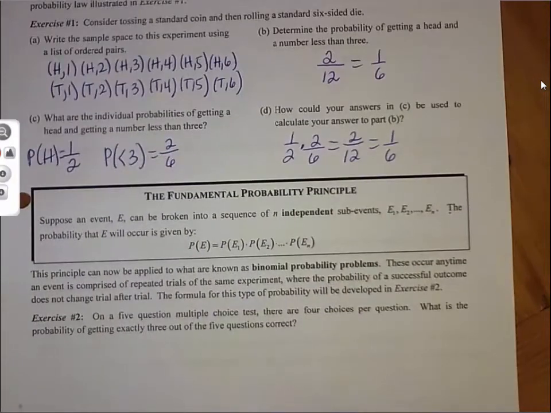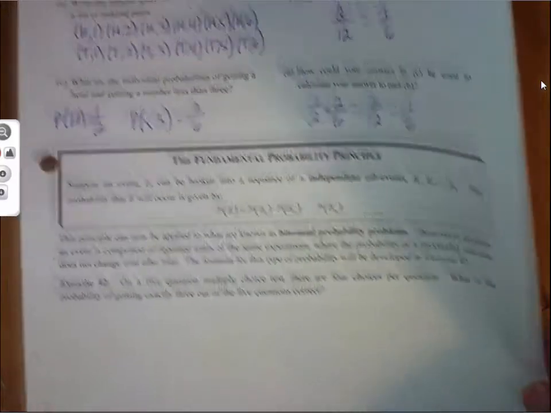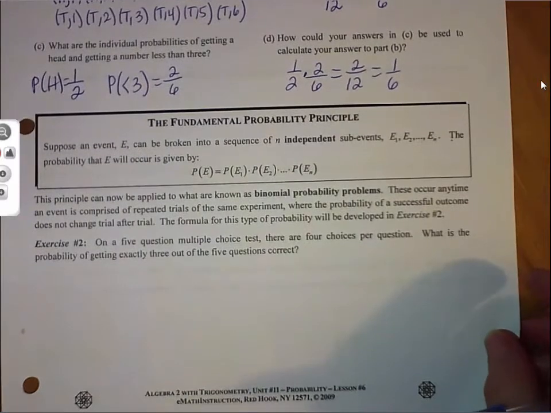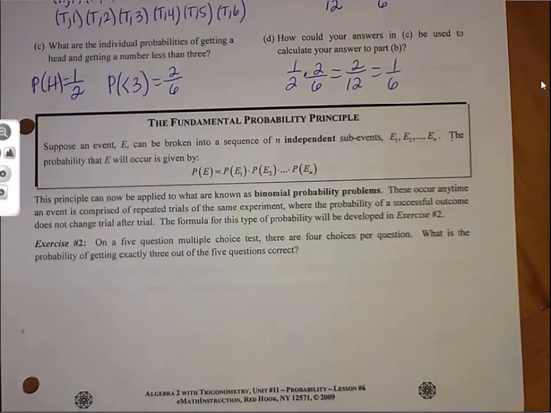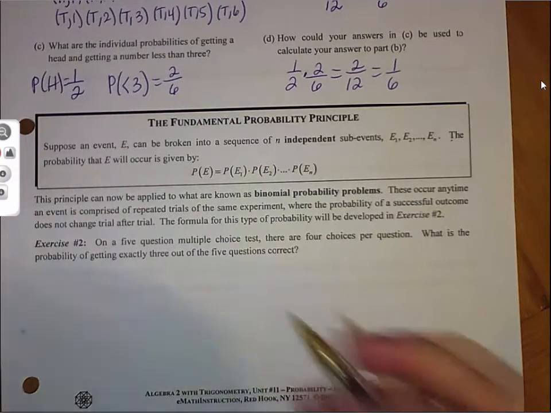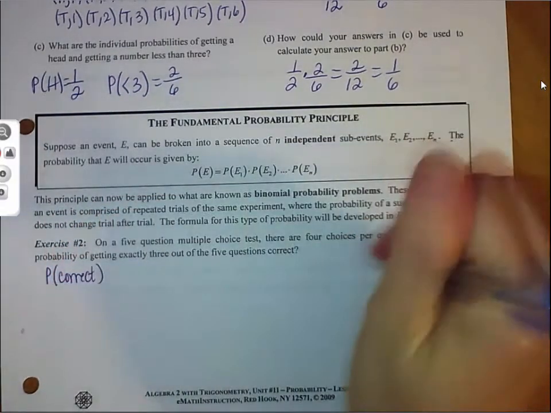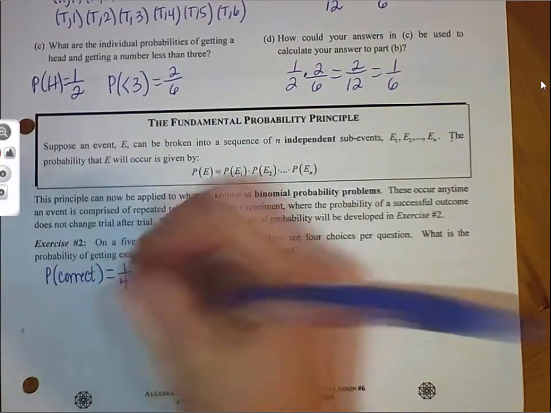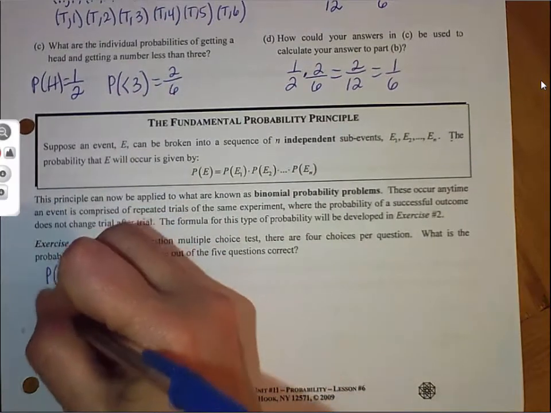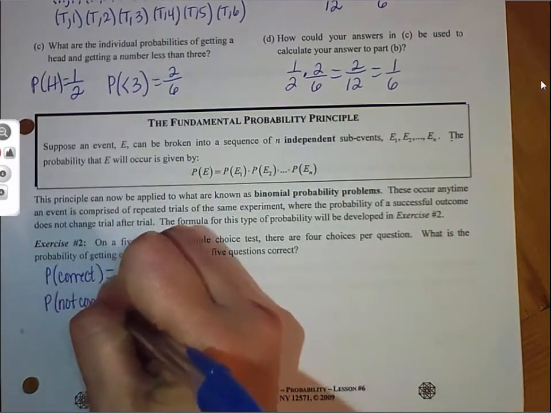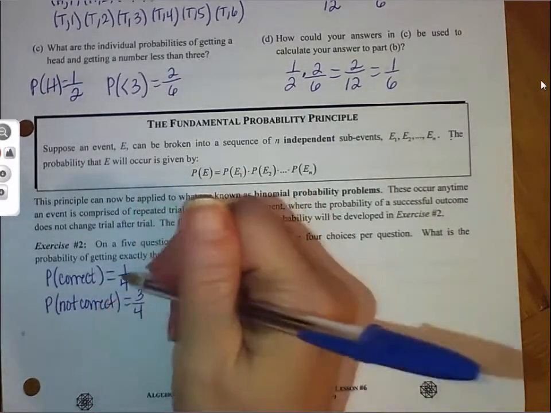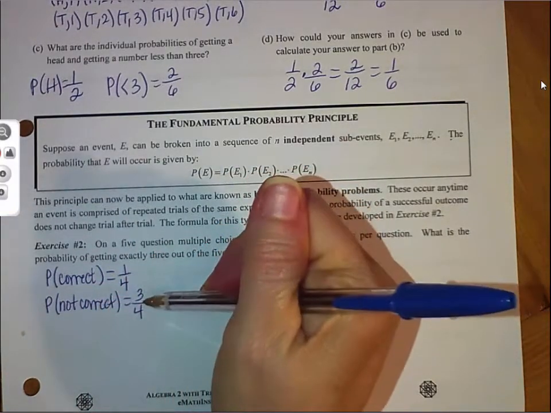Okay, so let's look at the next problem. On a 5-question multiple choice test, there are 4 choices per question. What is the probability of getting exactly 3 of the 5 questions correct? And it should really say by merely guessing. We're just assuming you don't know anything, you're going to guess. What's the chance that you'll guess 3 out of the 5 questions correct? Well, the probability of guessing correct is 1/4, because there's 4 choices and only one of them is correct, which means the probability of not guessing correct is 3/4. Probabilities of an event and the opposite of the event always add up to 1.